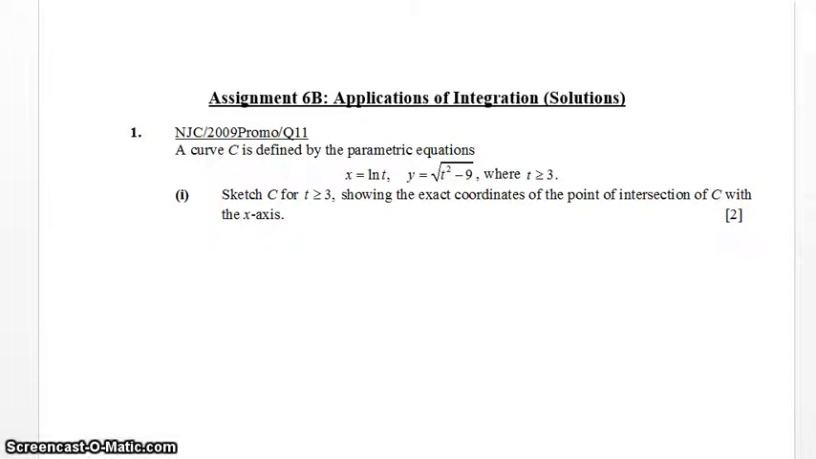This is the solutions to assignment 6B. Question 1 gives us this curve and asks us to sketch it out for them. So there's a couple of ways of doing this. The first one is on your GC. You can go to the mode, set it to parametric, key both of these in.